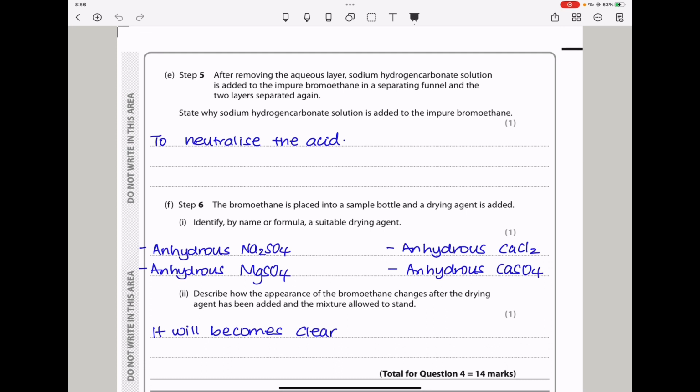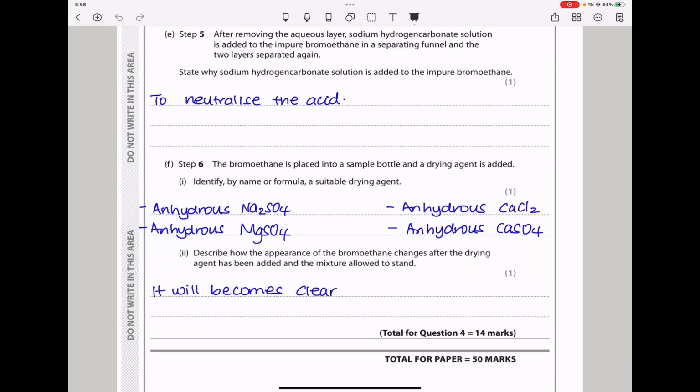State why sodium hydrogen carbonate solution is added to the impure bromoethane. Sodium hydrogen carbonate is added to neutralize or to remove the excess acid. So this is for neutralization of the acid. In step 6, the bromoethane is placed into a sample bottle and a drying agent is added. They say identify by name or formula a suitable drying agent. It could be anhydrous sodium sulfate, anhydrous magnesium sulfate, anhydrous calcium chloride, or anhydrous calcium sulfate. Any of these will be okay because this was just a 1-mark question.